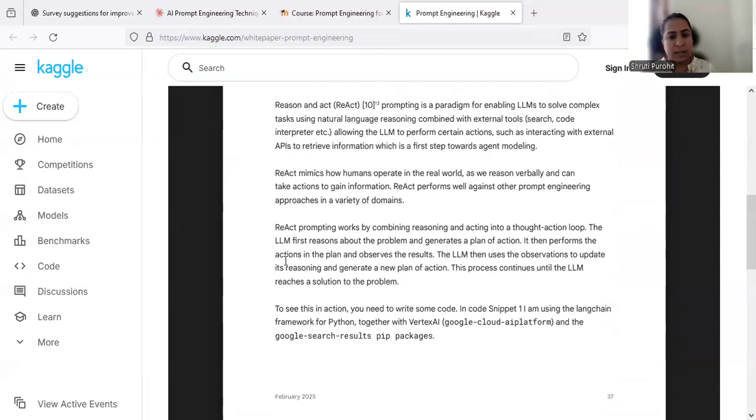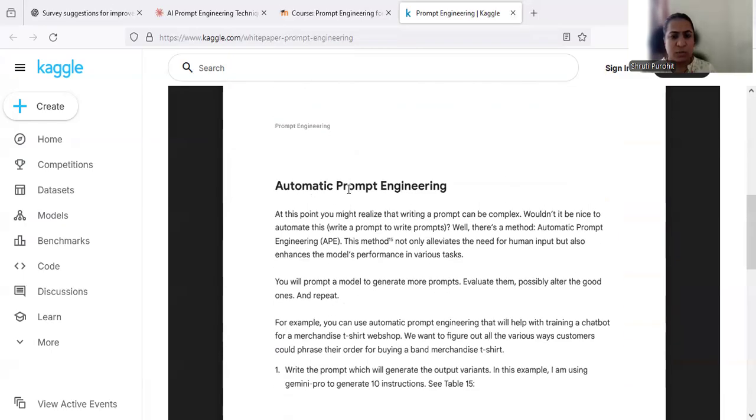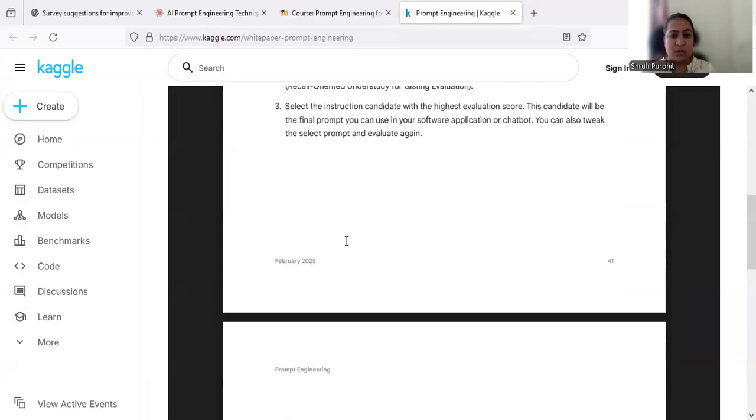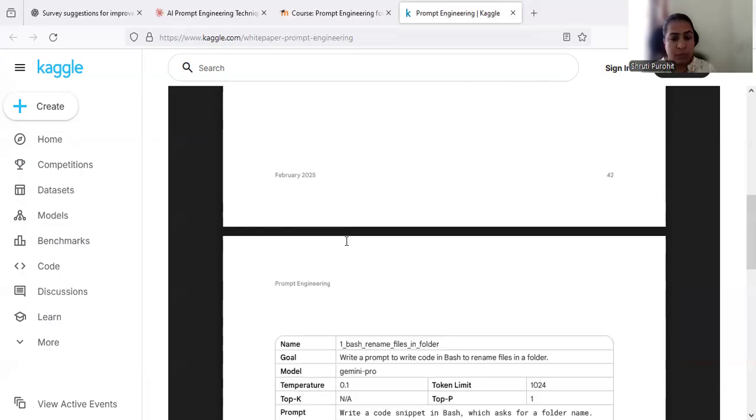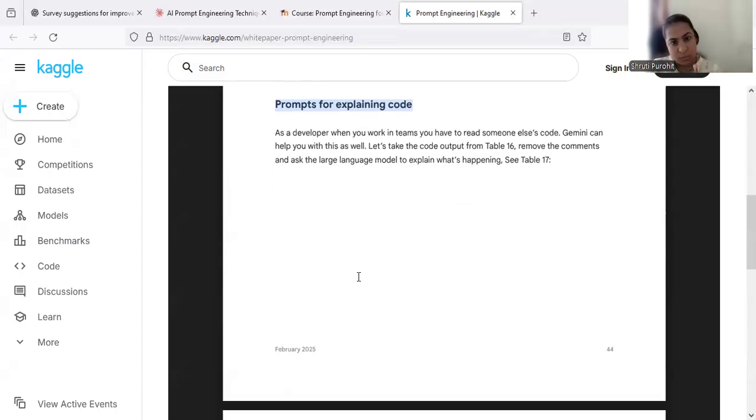Okay, reason and act. So if you want any detailed kind of explanation, you can go through it. Automatic prompt engineering. So prompts can be complex, wouldn't it be nice to automate. So this is not our concern basically. Code prompting, so it is better for the developers, how to provide the code while prompting. So in Gemini Studio, there is a separate thing for the developers. Okay, separate environment and settings are available if you are using Gemini Studio for the coding purpose, for the development purpose. So those things are there.